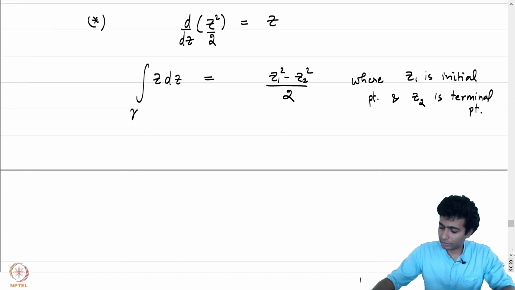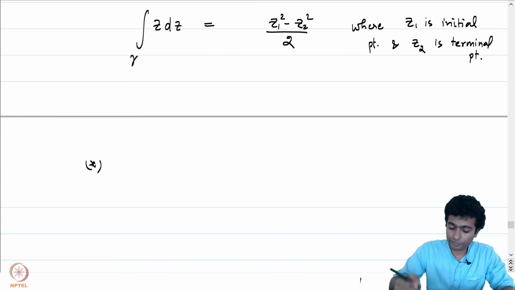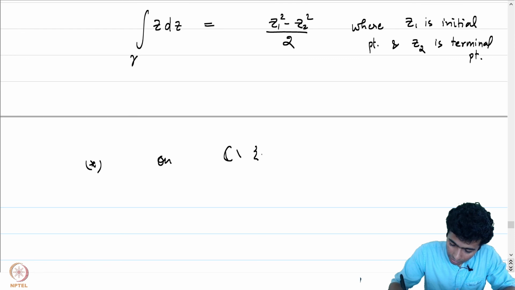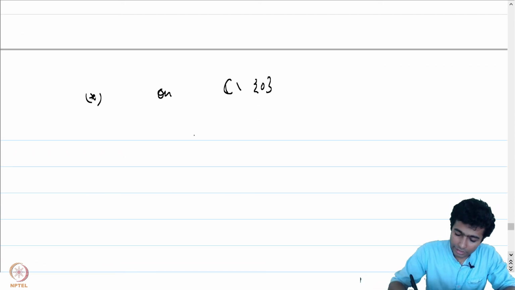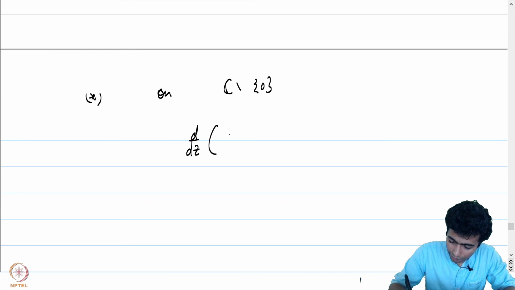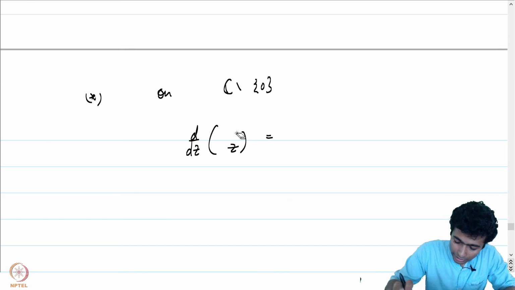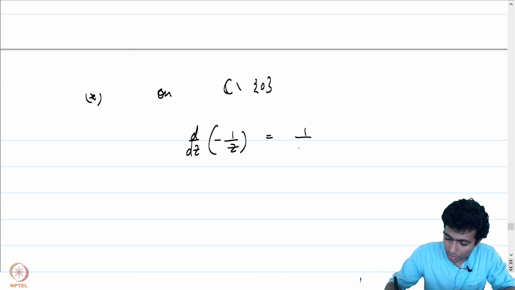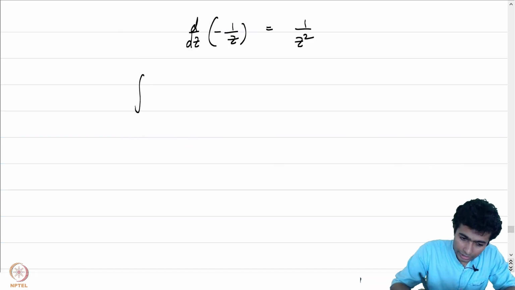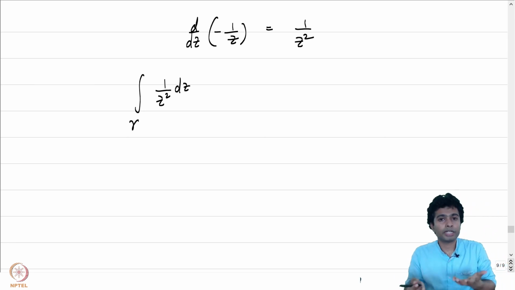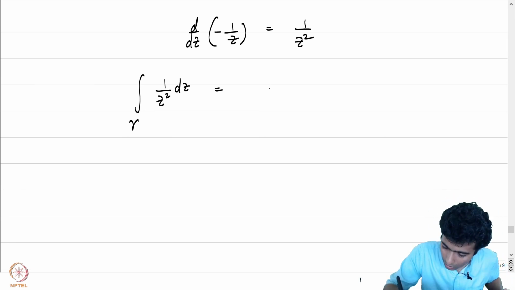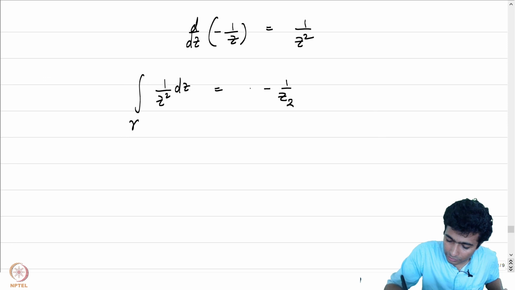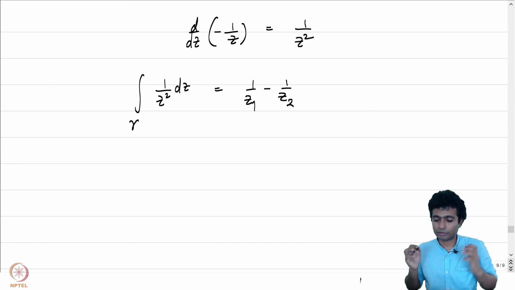So these were entire functions. Let's look at some function which is not an entire function. On C minus 0, we have d by dz of minus 1 by z equal to 1 by z square. Now let's look at the integral of 1 by z square dz over some curve gamma. We know that its antiderivative is equal to minus 1 by z. So this is going to be minus 1 by z2 minus (minus 1 by z1). This is precisely what we will be getting.